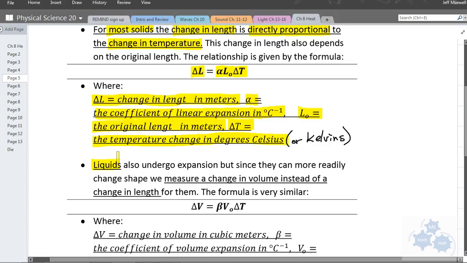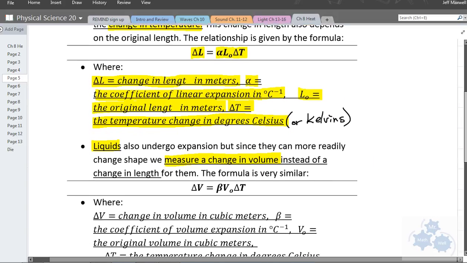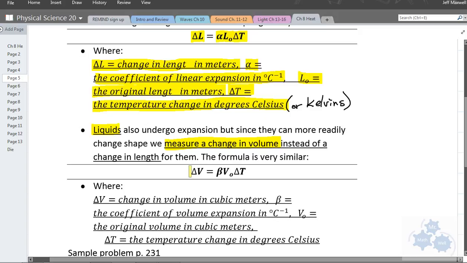Liquids also undergo expansion. But since they more readily change shape, we measure the change in volume and not length for a liquid. So we measure the change in volume, and that formula is extremely similar to the change in length. It's just change in volume equals beta, which is another Greek letter, alpha, beta.